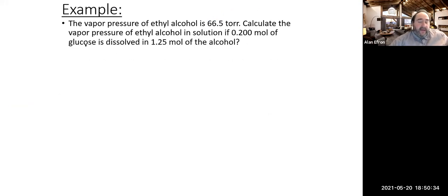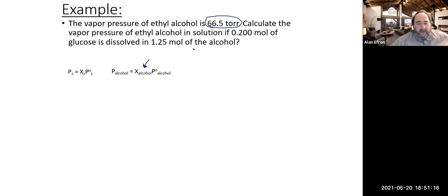The vapor pressure of ethyl alcohol is 66.5 torr. We want to calculate the vapor pressure of ethyl alcohol in a solution of 0.2 moles of glucose dissolved in 1.25 moles of the alcohol. So here we're going to look at Raoult's law, looking at the alcohol. The ethyl alcohol has a vapor pressure normally of 66.5 torr. We need to figure out the mole fraction of our alcohol.